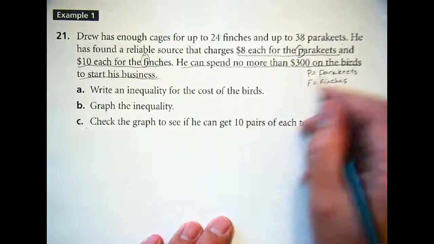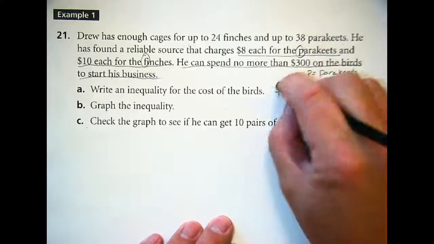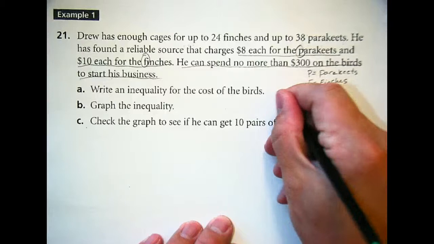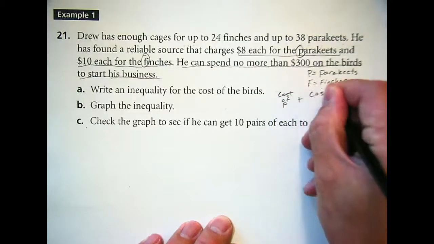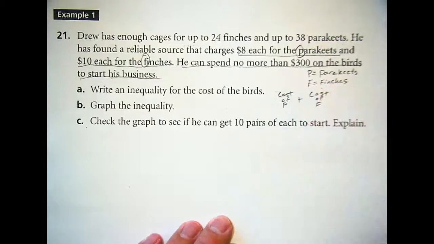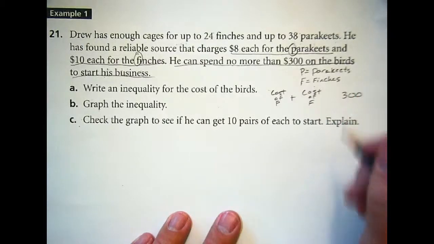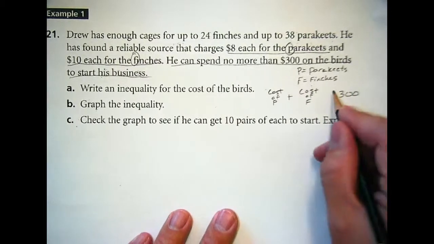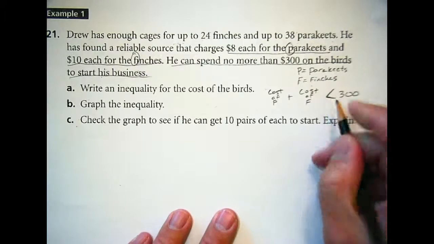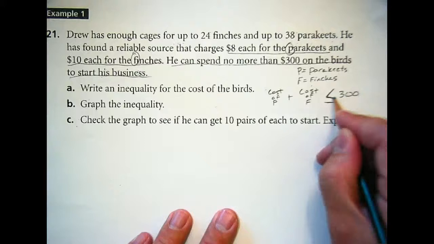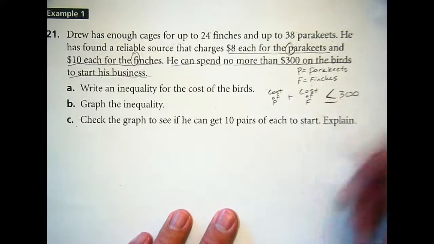Well, what's a total cost for parakeets? So we think of our two situations: the cost of our parakeets, cost of P plus cost of F, cannot be more than what? 300. So how do we write that? Emily? Okay, so like that. Okay, greater than or equal to. This one has to be greater than or equal to those two. Or these two costs added up have to be less than or equal to 300.